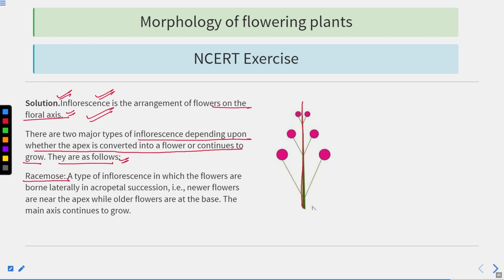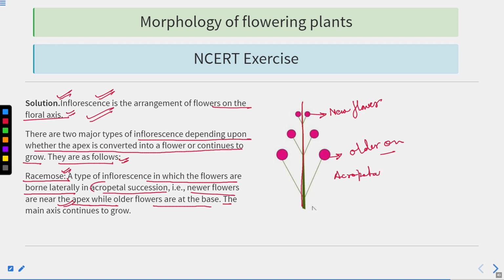The first one is the racemose, a type of inflorescence in which the flowers are borne laterally in an acropetal succession. That is, the newer flowers are near the apex. So these are the new flowers, and these are the older ones. Okay, so new flowers are near the apex while the older ones are at the base. So this is showing the acropetal succession.